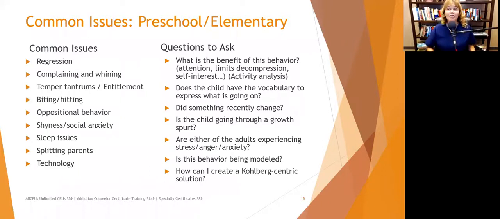And how can I create a Kohlberg-centric solution? So think about the stage of moral development that the child's at. Are they trying to do what's best for them, that it's all about me? Are they trying to conform to norms and get approval from the parent? Probably one of those two at this age. So how can we help them make a choice that will benefit them?